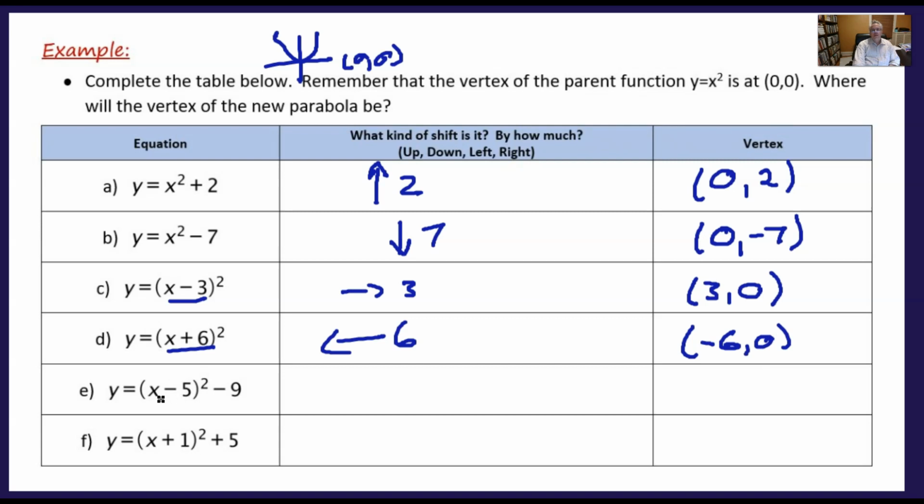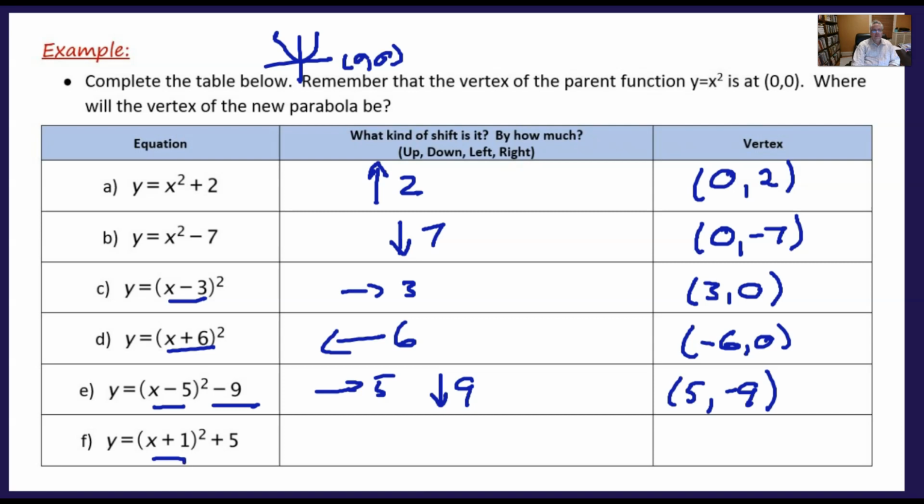This is a combination. We have x minus 5 on the inside. That's to the right 5. And we have a -9 on the outside. That's down 9. So if we move our parabola right 5 and down 9, that vertex would move to 5, -9.